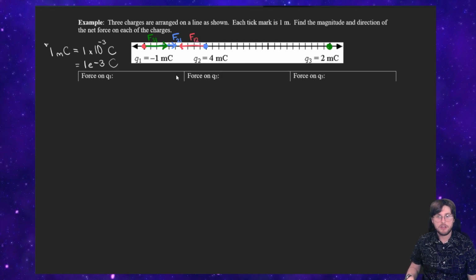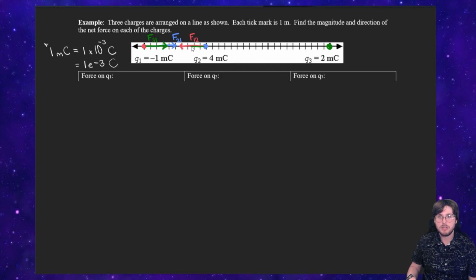Now green is going to exert a force that is repulsive, our first one of this problem. So Q3 and Q2 both have like sign, so they should repel each other. So Q3 is going to push Q2 away from itself. So Q3 will have a force like that, acting to the left. And we're going to denote that force as F from 3 on 2, F32.